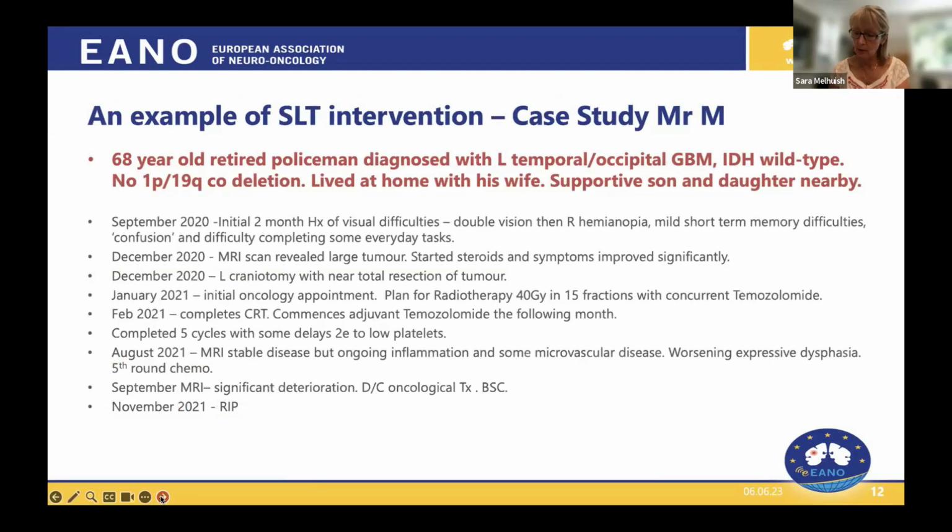Note that in August 2021, the expressive dysphasia worsened, but it was prior to any progression being seen on the scan. And it just shows the importance of close monitoring of functional performance.